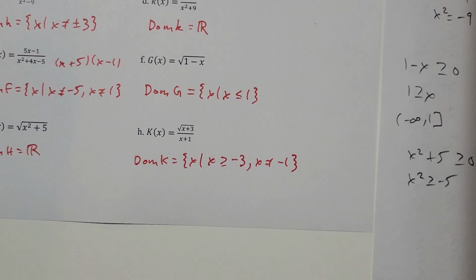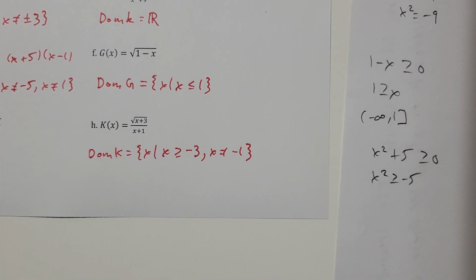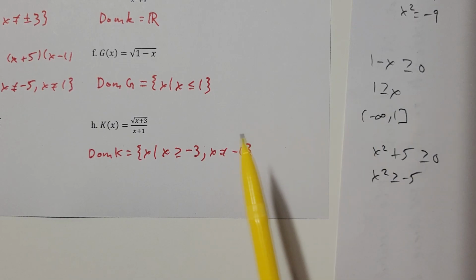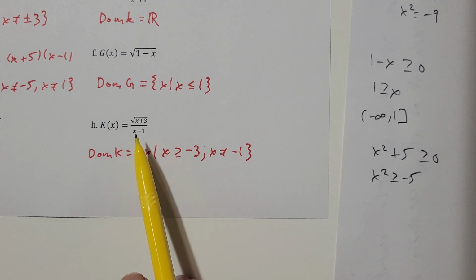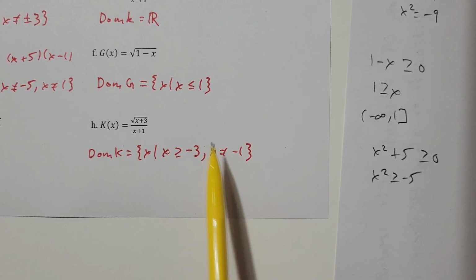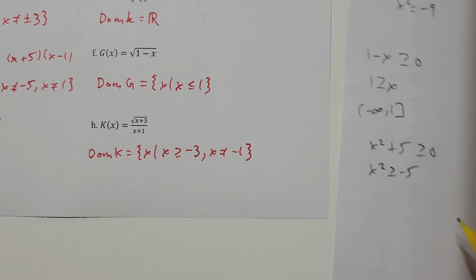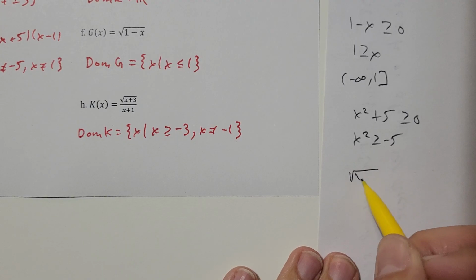Okay. And then part H, let's see, I got k of x equals the square root of x plus 3 divided by x plus 1. What is the domain of k? Well, I know I can't divide by 0. So x can't be negative 1, because negative 1 plus 1 creates 0 in the denominator. So throw away negative 1. Also, I see the square root expression up top, and I know I can't have a negative underneath the square root sign.